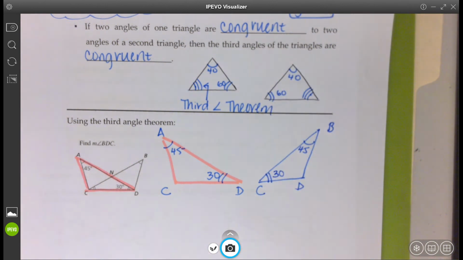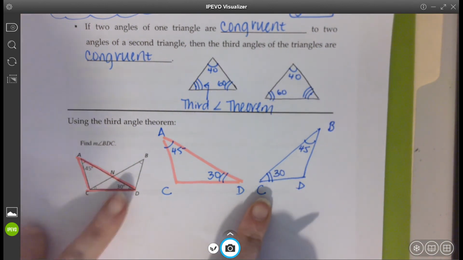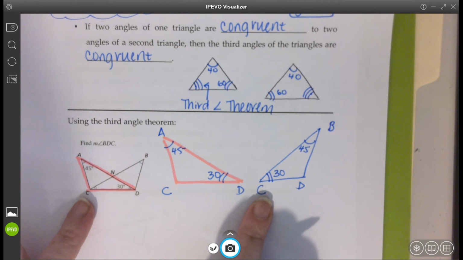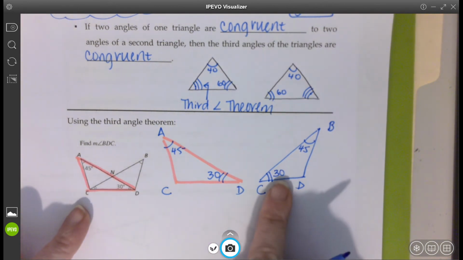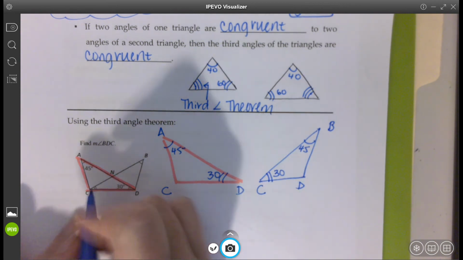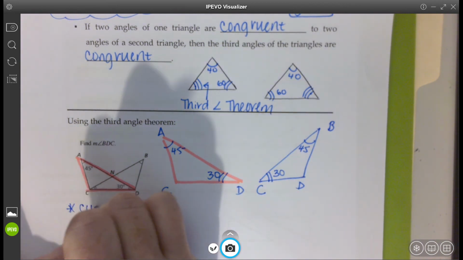Okay, so a couple things. How did I know that this letter C in this triangle was 30? Well, here's two curve markings. So I know that angle has to be 30. So again, we're looking for those curve markings. They're super helpful.